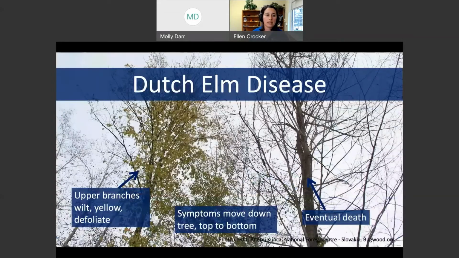So one classic example of a wilt issue would be Dutch elm disease. That is another invasive pathogen that has really shaped our landscapes, both our urban landscapes and our woodlands, by killing off elm trees. And what you would see symptom-wise with this would be upper branches that are wilting, and wilt a lot of times will start at the top and move its way down. So upper branches that are wilty, droopy, yellow, lose their leaves. Those symptoms are going to move down the tree and eventual tree death.